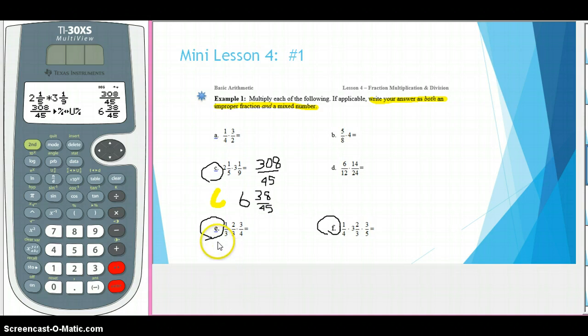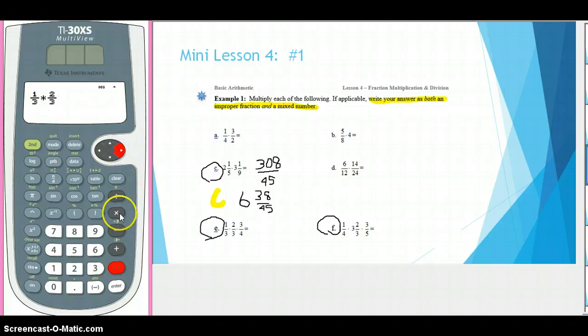Now let's look at letter E. So E has 3 fractions, but it's really not going to be any different. You just need to use the fraction button. Enter your fractions, 1/3. Make sure to put the proper operations in between each fraction. So times 2/3 times 3/4. I'm going to hit enter, and the result is 1/6.